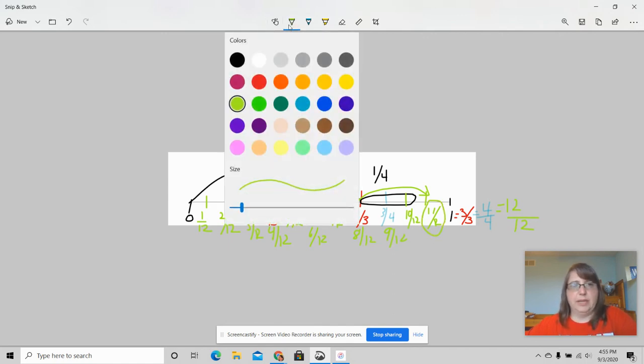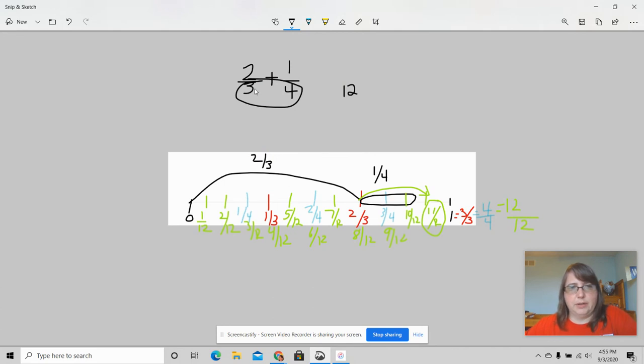Now, if we look at our numbers here, we would say, okay, 3 times 4 became 12. So if I cut every third into 4 pieces, if I have 2 of them, I'm going to have 2 sets of 4. That'll be 8/12. And the fourths, I'm going to take every fourth and cut them into thirds. You can see that here. I took the fourth and cut it into thirds.